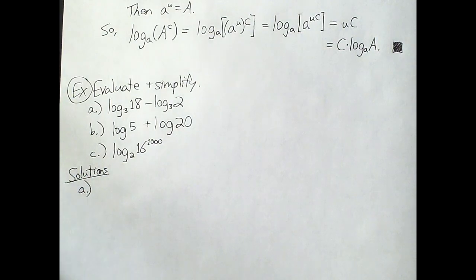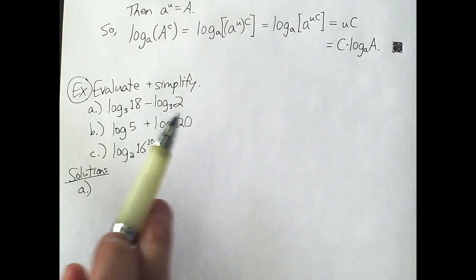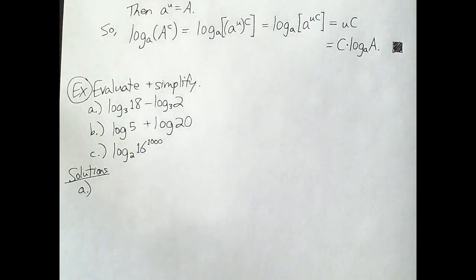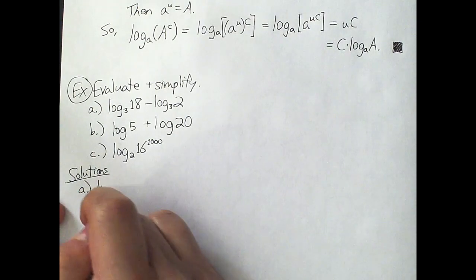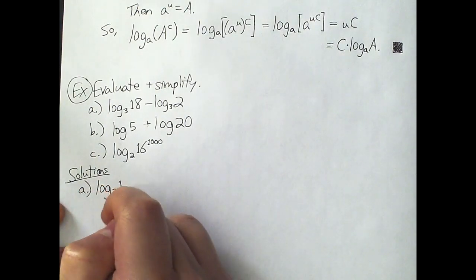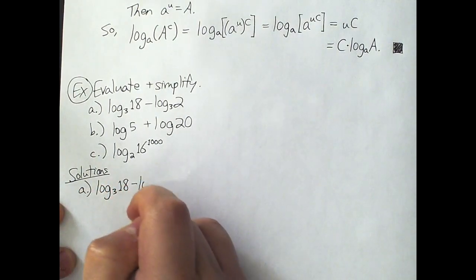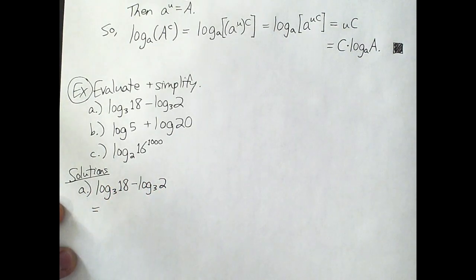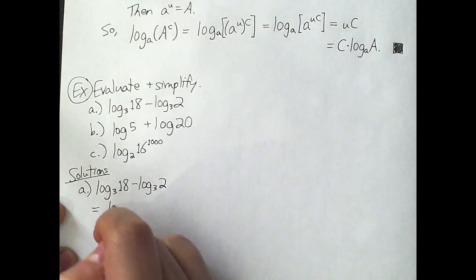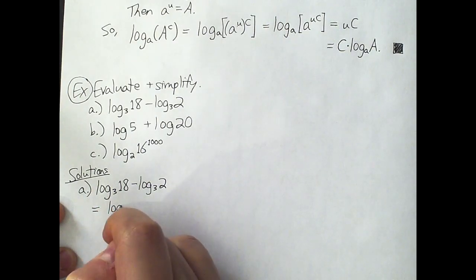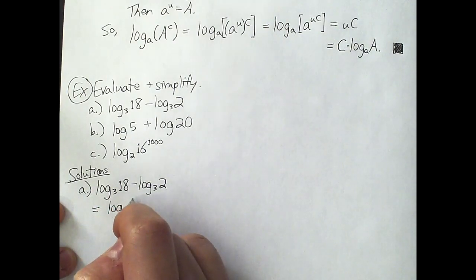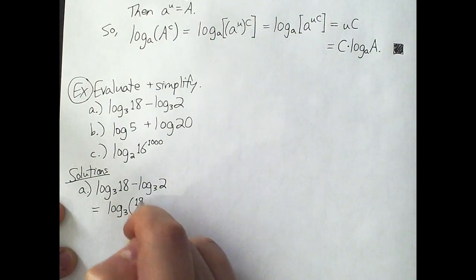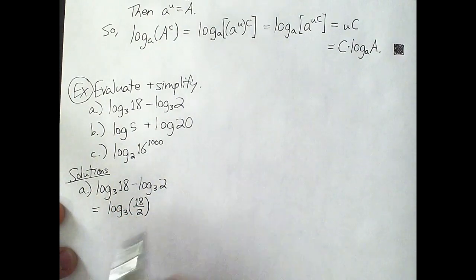Okay, so part A is two logarithms with a minus sign in between. The idea is to look at part A and identify that that looks like the right-hand side of law 2. So I think law 2 applies. And if it looks like the right-hand side of law 2, then it must equal the left-hand side of law 2, which says we can combine these two logarithms into a quotient of 18 over 2.